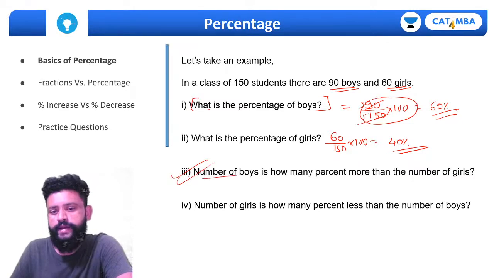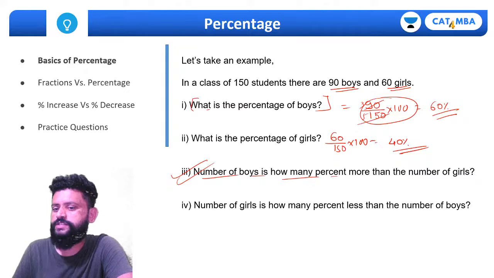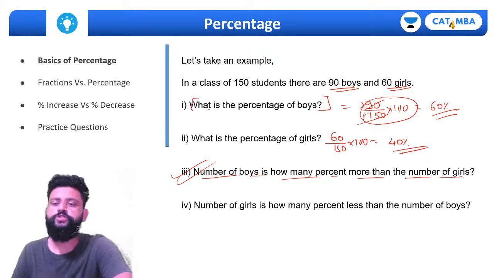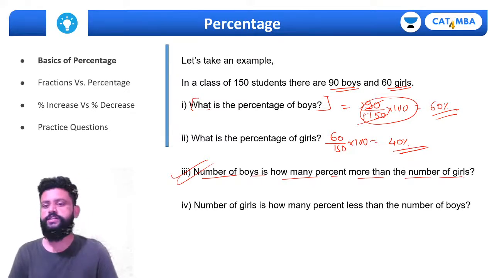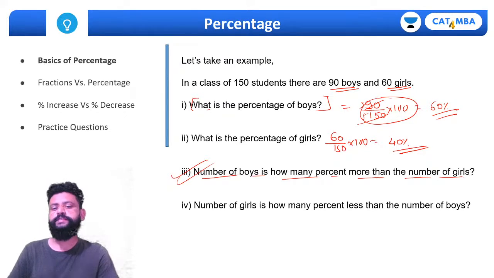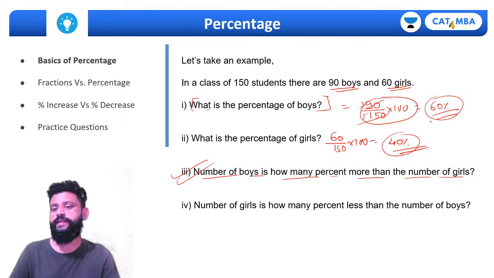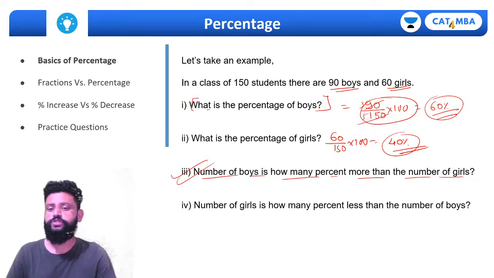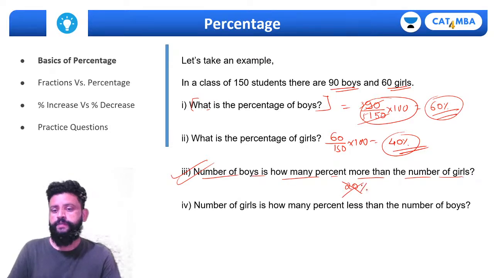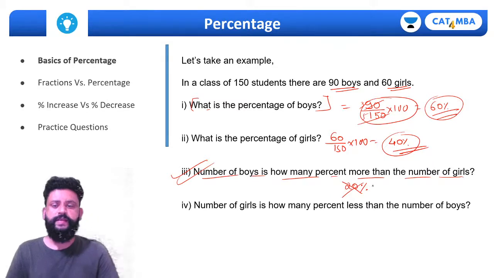If you want to solve "number of boys is how many percent more than number of girls", the common mistake students make here is this. If I ask boys' number is how many percent more than number of girls, don't tell me that we will take the difference of 60 and 40, 20%. That is not the answer. It's not 20%.